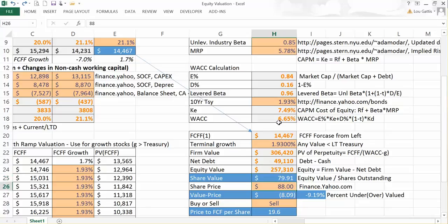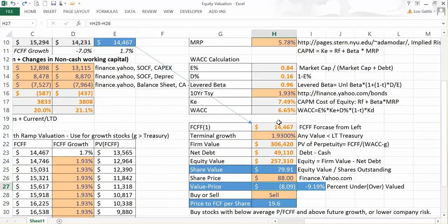The current share price of Walmart from Yahoo Finance is $88. So it looks like it is right now a bit overvalued. I think it's only worth 79, but the share price is 88, which is about a 9% overvalued amount.